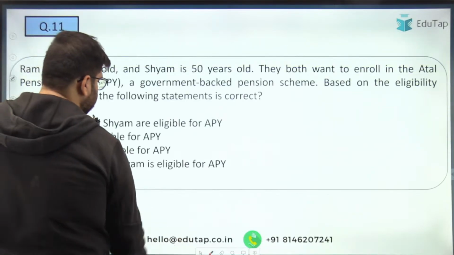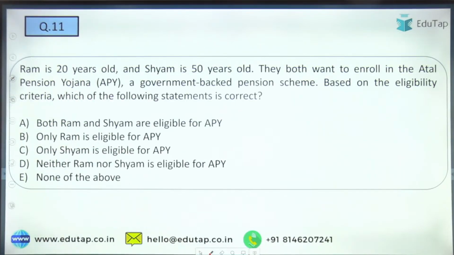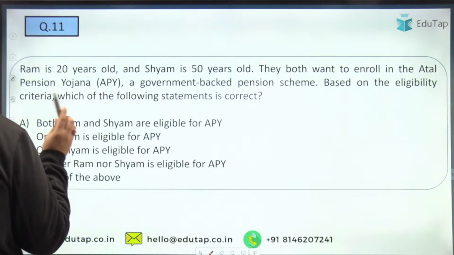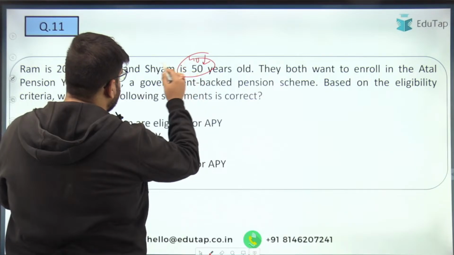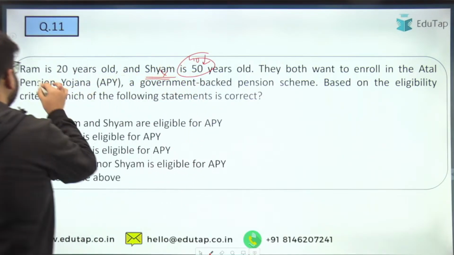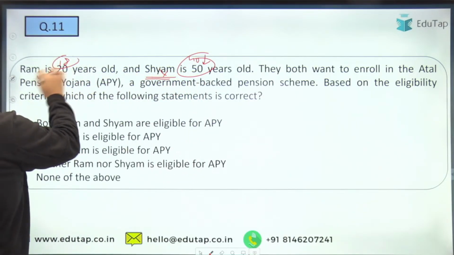Moving ahead to question number 11. Now this is a very basic question. This can be asked in your phase 1 as well. Ram is 20 years old, Sham is 50 years old. Both want to enroll in Atal Pension, a government-backed pension scheme. Based on the eligibility, can Sham apply? No. Sham is above 40. He is currently 50 years old. So Sham, sorry, you cannot apply. But Ram, yes, you can apply because you are above 18 years old.